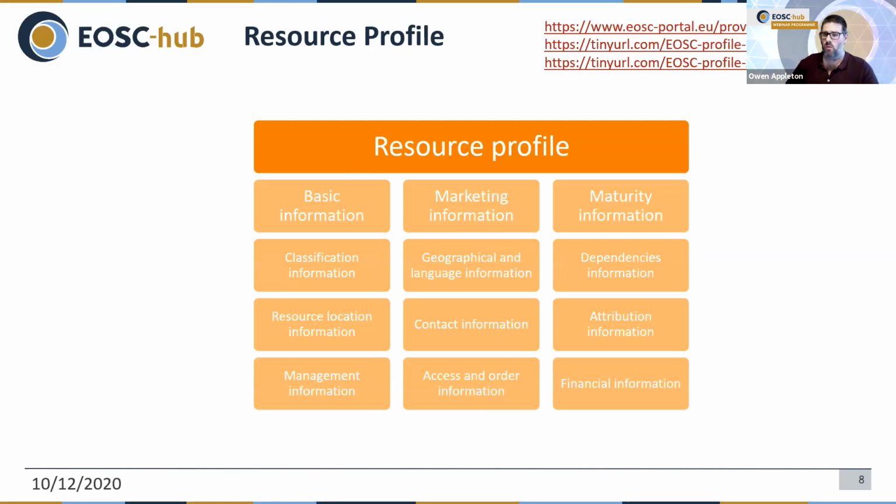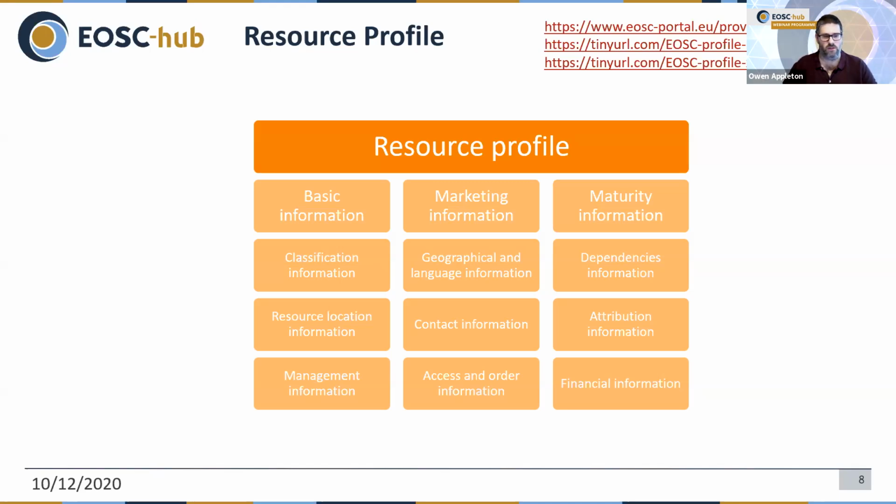Classification is still there. We get into some other things, though. We have to talk about geographical and language information. So what languages are your resources available in? This is something that people are going to have to be able to filter by. Are there any dependencies? Do you have to use any other resources?